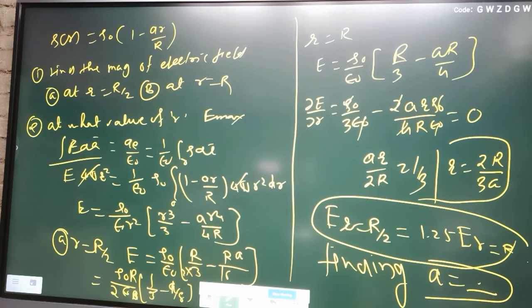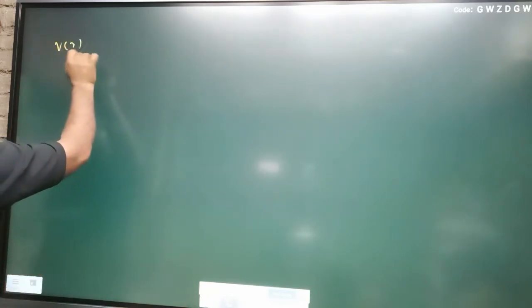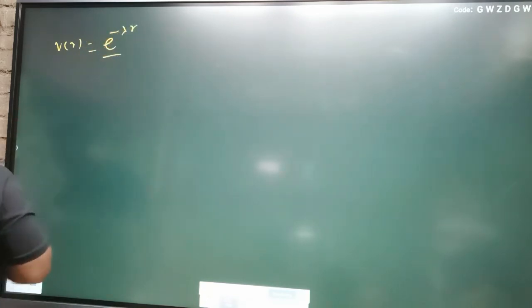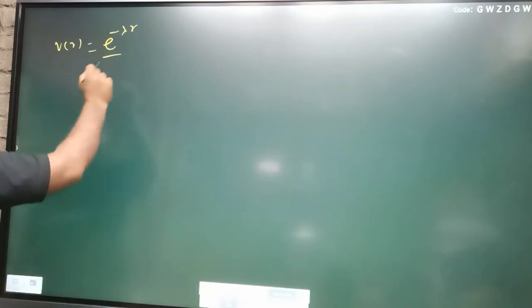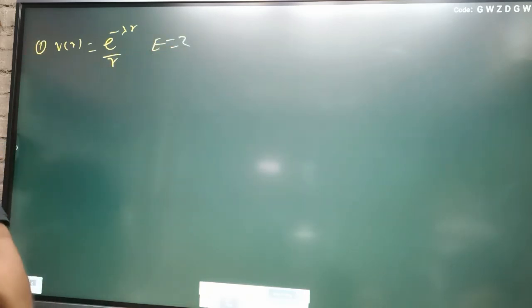Next question. Okay. The electrostatic potential of a charge distribution is given by V of R is equal to A e to the power minus lambda R upon R. Okay, potential is given, find out the electric field, and find the total charge enclosed within the sphere of radius 1 by lambda with its origin at R is equal to 0. Yes?